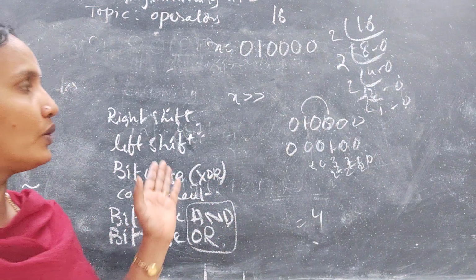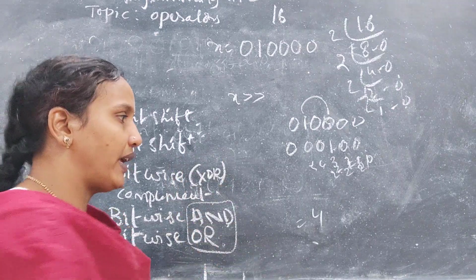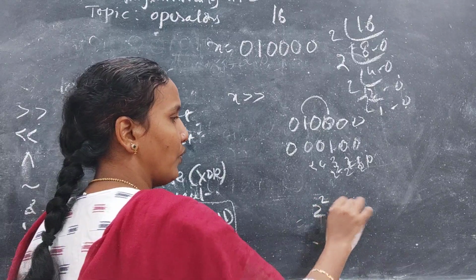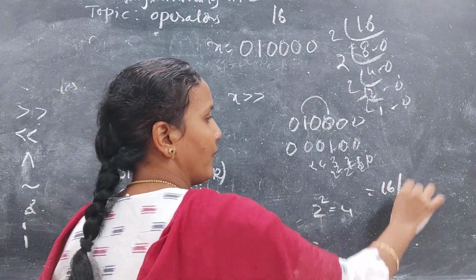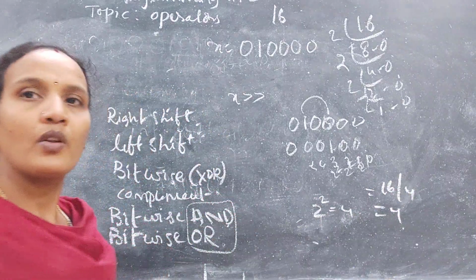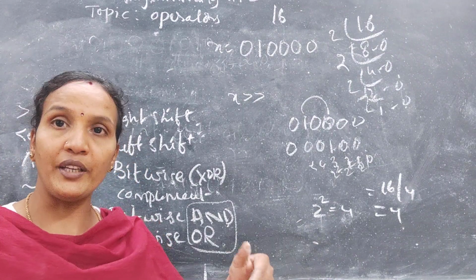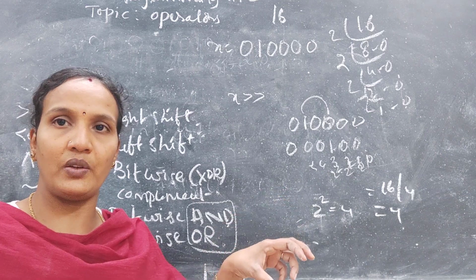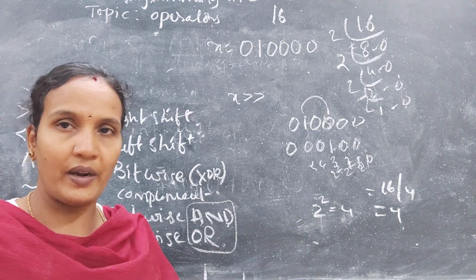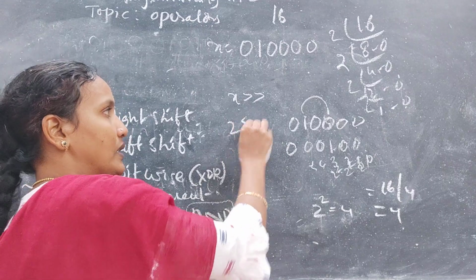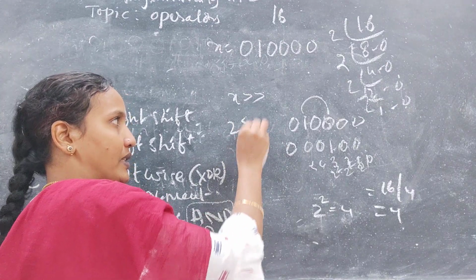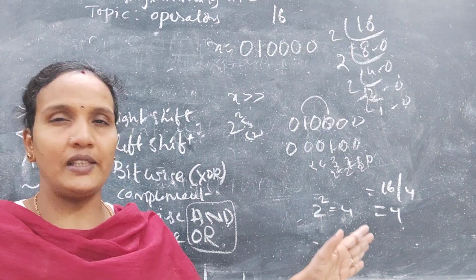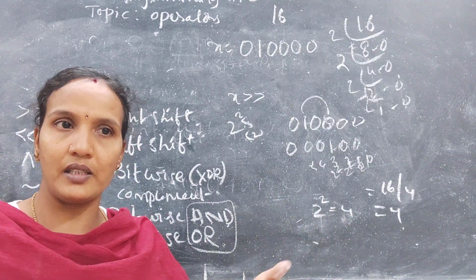Okay. When you want to divide a number by 2's complement like this: 2 to the power of 2, how much is it? 4. Then 16 by 4, you will get 4. Okay, when you move a bit 2 places forward, then what happens? Whatever value is there is divided by 2 to the power of s, where s equals the number of places. Okay, this is a right shift, and it is a bit-level operation.